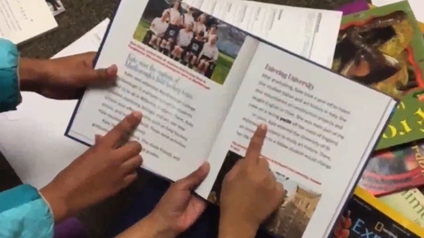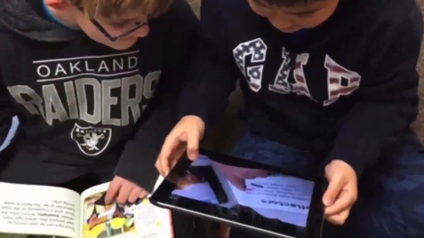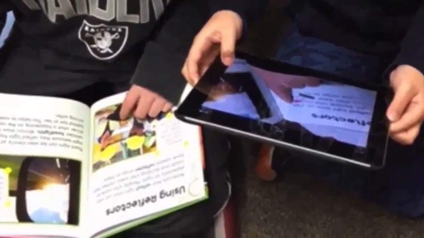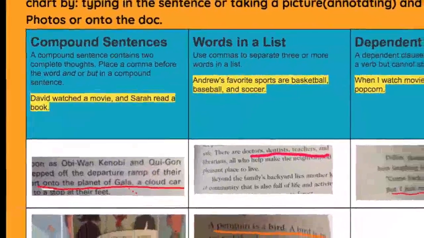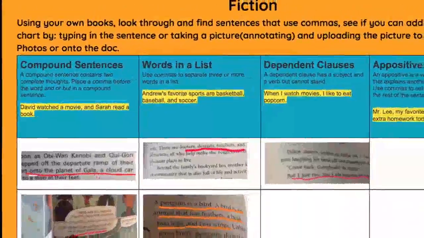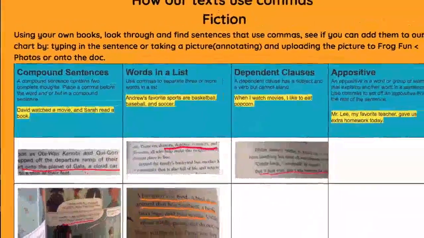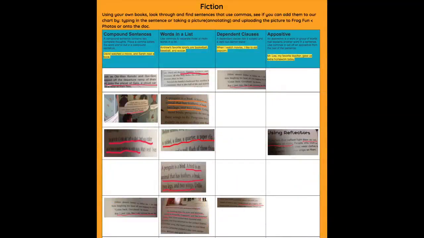For part 2, students were challenged with finding more commas while reading their library books. They took pictures of the sentences and used the app Sketch to annotate the punctuation. They then uploaded the images to a shared doc with a chart that required them to sort their comma pictures under the correct comma rule. This proved to be the messiest learning and the most valuable.